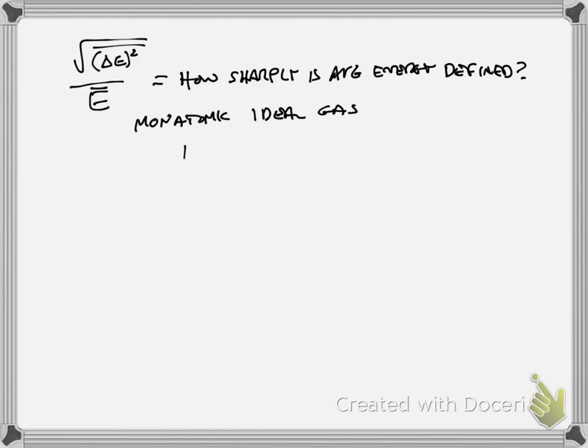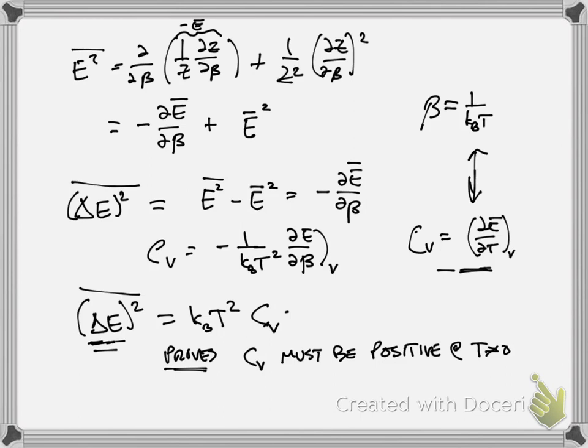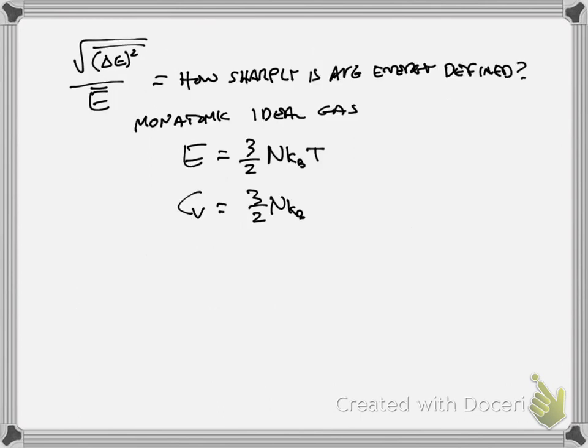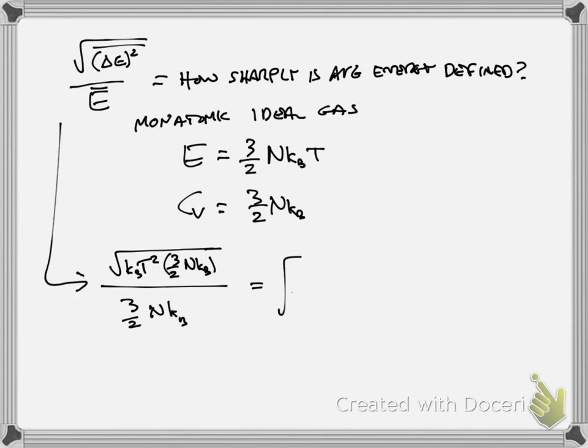The monatomic ideal gas. I had told you that the energy is 3/2 nkT, right? We know that CV in that case is 3/2 nk Boltzmann. That's obvious. So we also have our definition from the previous slide of how we can find the mean square fluctuations. If we plug all this in and work all this out, in the numerator we have a square root of k Boltzmann T squared times CV, so 3/2 nk Boltzmann, and in the denominator we have 3/2 nk Boltzmann T. If we work all this out, this ends up being the square root of 2/3 times 1 over the square root of n, right?